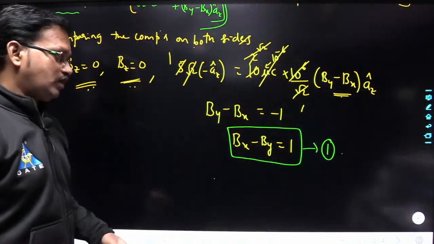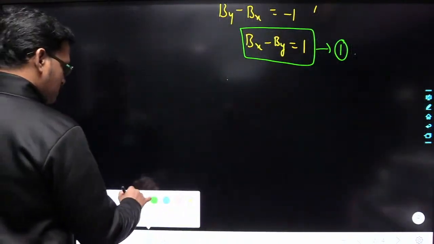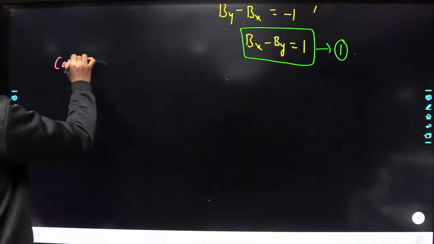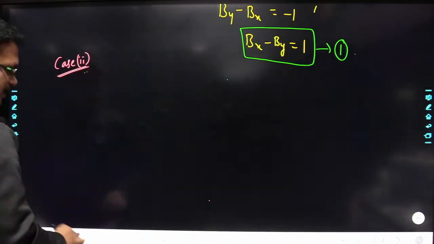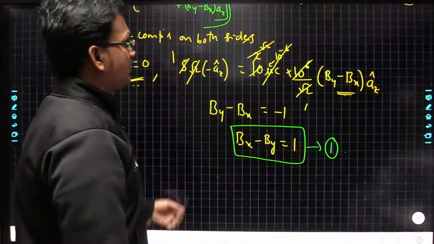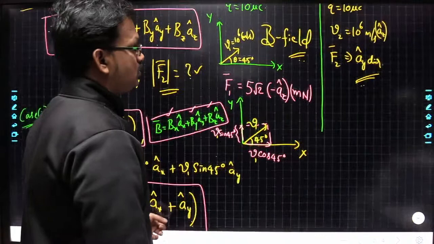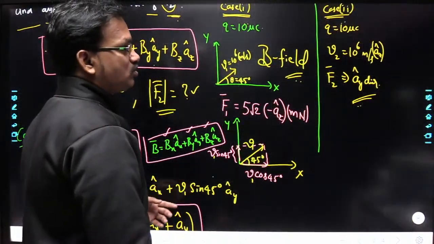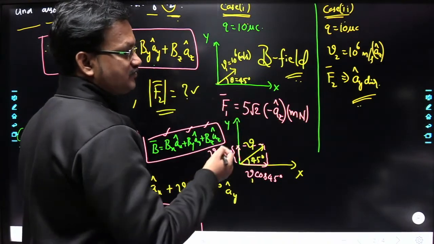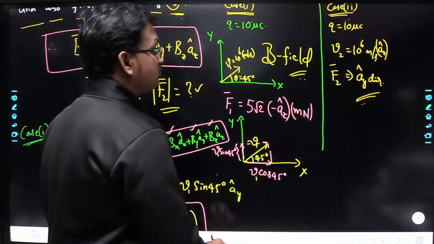Next, case 2 here. So in case 2, what they have given? Tell me. In case 2, Q is equal to 10 microcoulomb, V2 is equal to 10 power 6 meters per second, Az cap, and F2 bar is in which direction? Ay cap direction. Okay, so this is the data they have given for case 2.